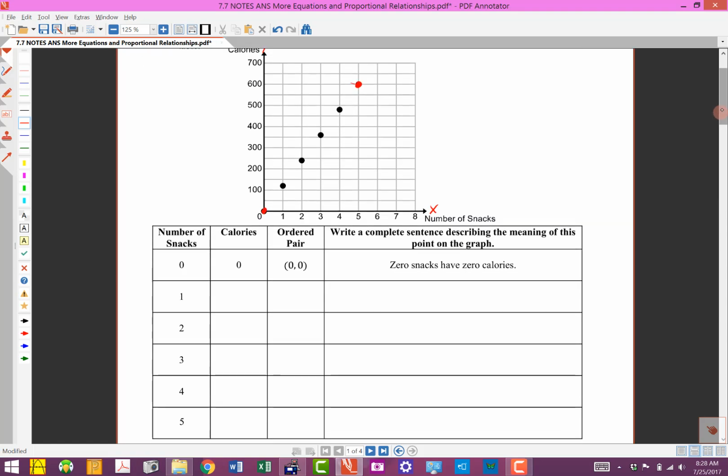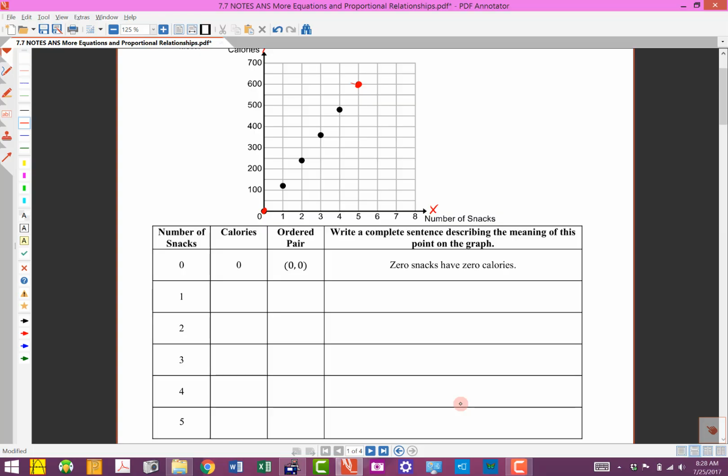So I am going to shrink this down so that we can see the graph and most of the table at the same time. So here's what we're going to do. Again, we're taking the information from the graph and putting it in the table and then explaining what it means. So this point right here is 0, 0. So 0 snacks, 0 calories, ordered pair 0, 0. And the sentence that explains what that means is 0 snacks have 0 calories. So if you don't eat any snacks, you don't take in any calories. That should make sense. Now what they want us to do is fill in each one of these coordinates right here so that we can complete the ordered pair and then explain what they mean.